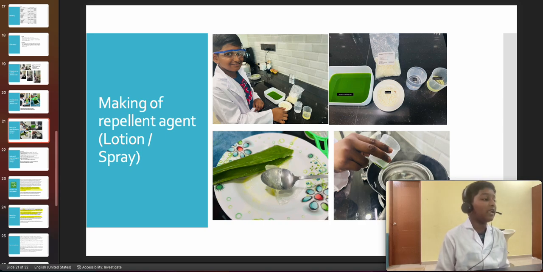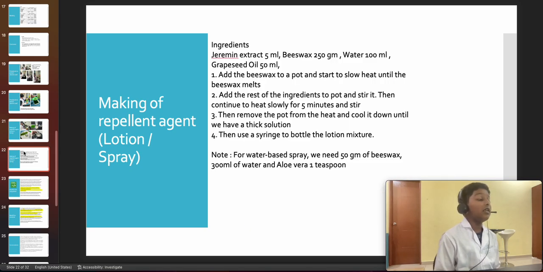Making of repellent agent lotion and spray. The things needed are Jeremin leaf extract, beeswax, water and grapeseed oil. Now I am going to specify the ingredients: 5 ml of Jeremin extract, 250 grams of beeswax, 100 ml of water, 50 ml of grapeseed oil.